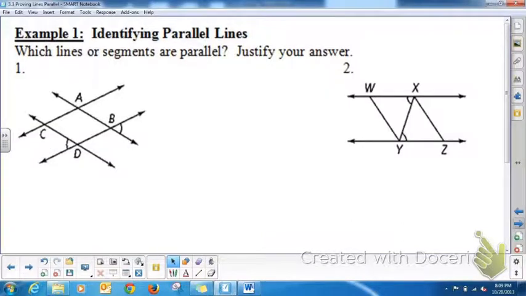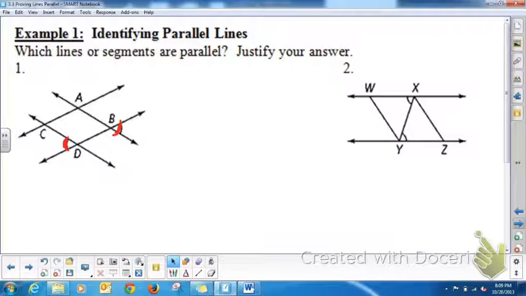Now you've taken all the notes for today, let's use these concepts to identify parallel lines. Which lines or segments are parallel? And let's justify your answer. Well, in this first example, we know that this angle is congruent to this angle.